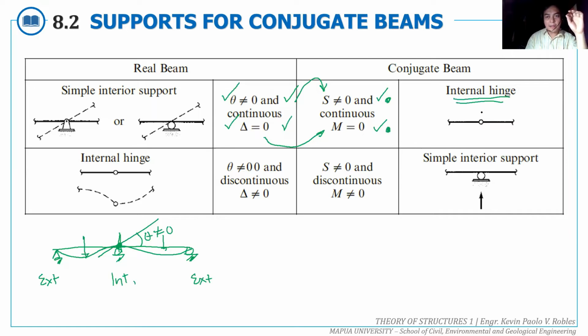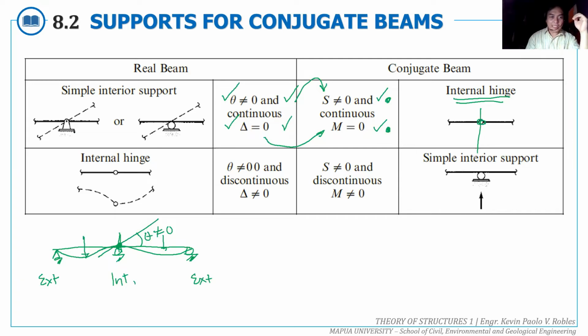Di ba alam natin na pagka internal hinge, may shear force dyan. Di ba? When you cut the section at that point, may shear force na lalabas doon. Pero walang moment. The moment there is 0 kasi may internal hinge nga. So, ibig sabihin, if you find an interior support on the real beam, kapag ka-convert mo yan sa conjugate beam, the interior support will be converted to an internal hinge. So, yun yung equivalent conjugate niya.